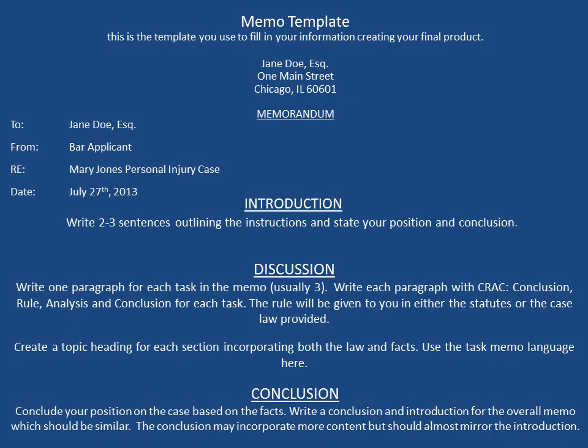Each task memo is different, so you're going to have to understand what you need to be writing on and create the memo accordingly. Each paragraph should be a CRAC: a conclusion, rule, analysis, conclusion. Now remember, when we did the grid, we identified all the rules that you're going to apply to your file. So those rules that you have found, you're going to place in your CRAC here. Then your analysis is rule plus facts. That's why you labeled your facts accordingly. So now you know what rule to go with which fact.